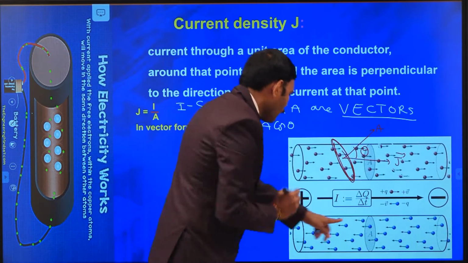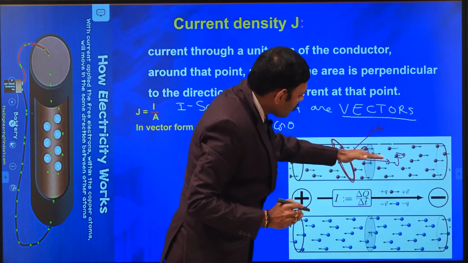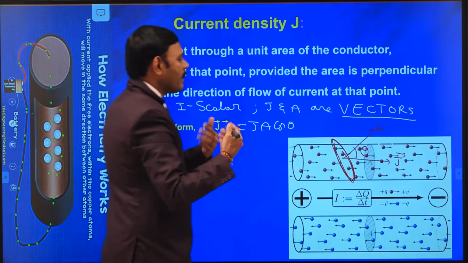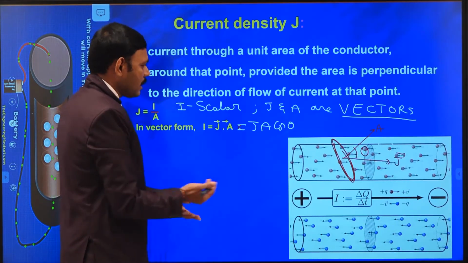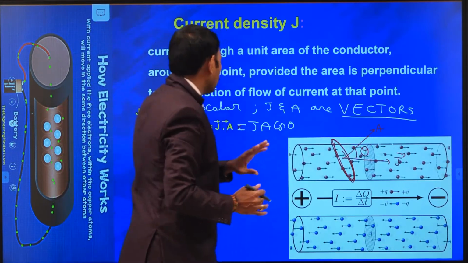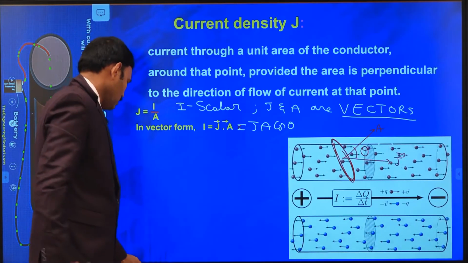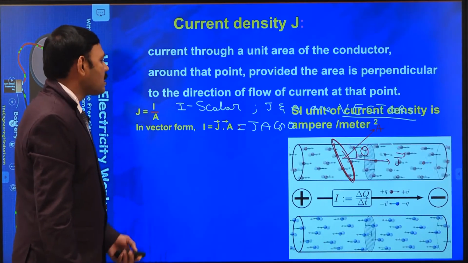In the first case, A bar is parallel to J bar, the area vector is parallel to the current density vector, so theta is 0, then it becomes JA. If there is some angle between area and current density vector as shown in this diagram, we have to use JA cos theta. If current density is varying, it is a function.